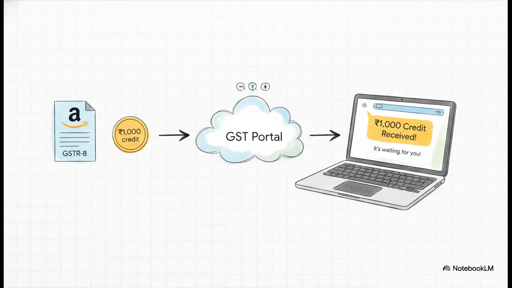And here is the magic moment. That 1,000 rupees doesn't just vanish into thin air. The GST portal automatically grabs that data from Amazon's filing and pushes it straight into your GST account. You can literally log into your own GST portal and boom, there it is, waiting for you in a section called TDS/TCS Credit Received.